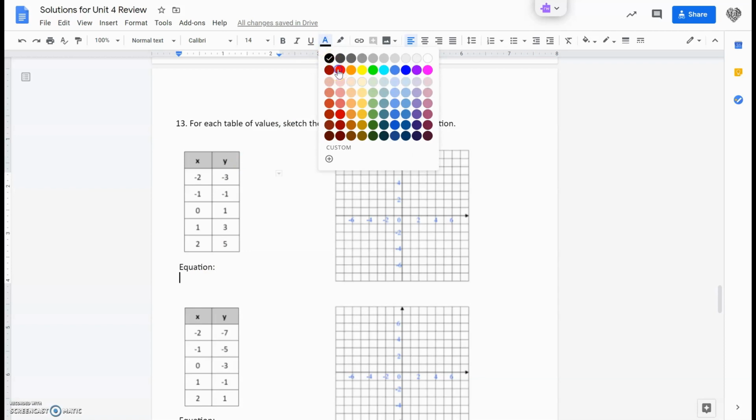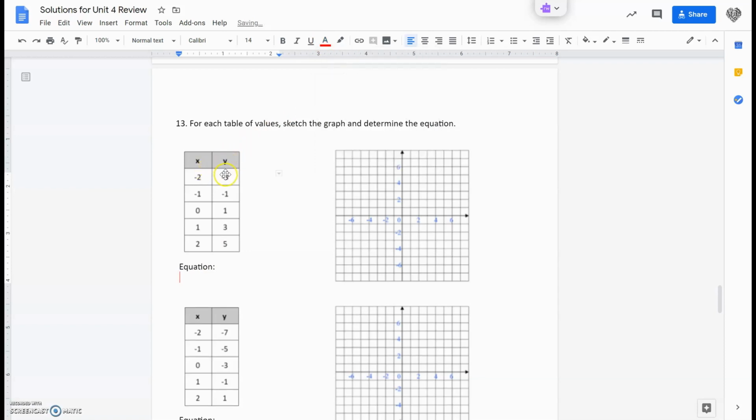So we're given -2 and -3, -1 and -1, 0 and 1, 1 and 3, and 2 and 5. So we'll say y equals, if you look, I'm increasing by 2 each time, so 2 times x. And the great thing about this one is my 0 value is already there for me. And when x is 0, y is 1. So 2x plus 1. You shouldn't have to figure that out.